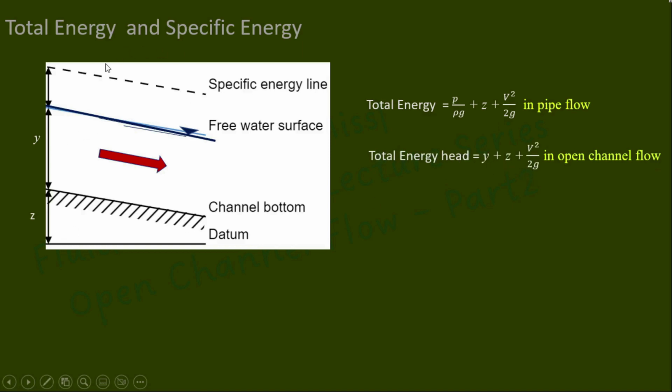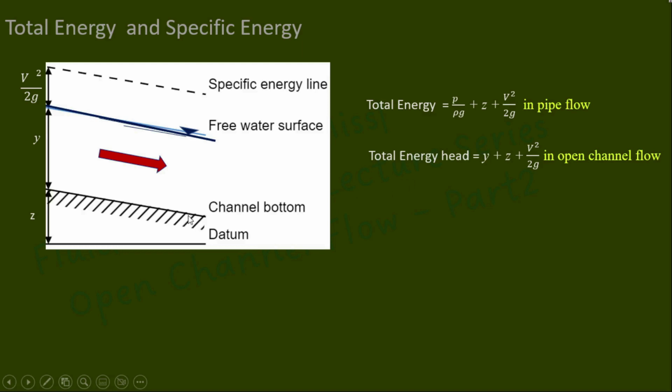The figure shows the section of an open channel. Z is the position head, Y indicates the flow depth, and V square by 2g is the velocity head. If you compare the total energy equation for pipe flow and open channel flow, we can see that the pressure head in pipe flow is analogous to the flow depth in an open channel.